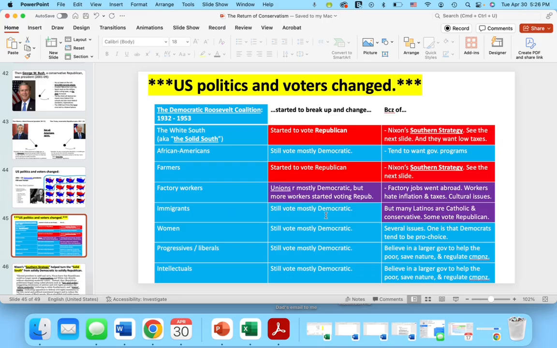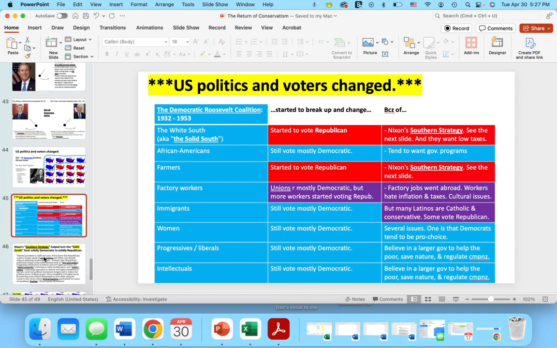Immigrants, for the most part, still vote Democratic. But a lot of Latinos are Catholic, they're conservative, and some vote Republican. So again, I put that in purple as a combo of Republican and Democratic. Women, progressives, and intellectuals still tend to vote Democratic. There are lots of reasons why, but for women, Democrats tend to be pro-choice, and a lot of these people believe in larger government to help the poor, protect the environment, or regulate companies.